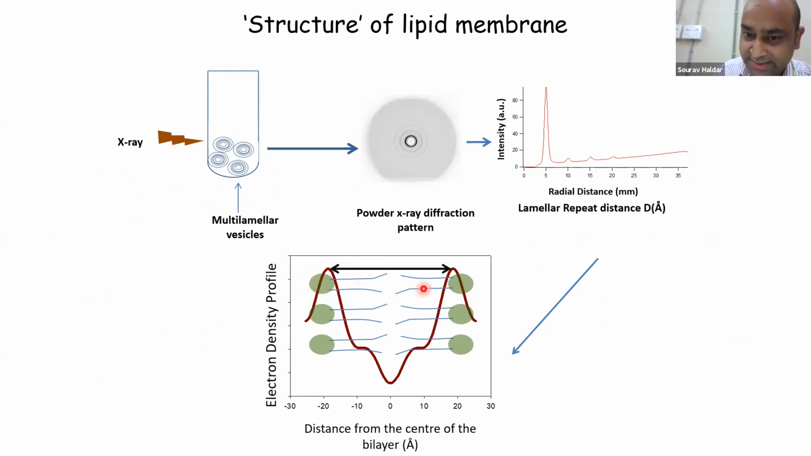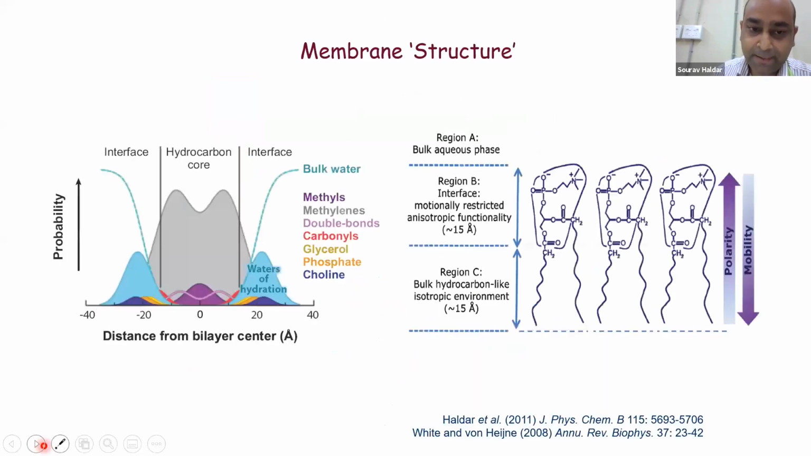So that's why you see these two maxima here. And as we go along the bilayer, the electron density decreases, and then it comes to a minimum, and then again it retraces back because it's actually a bilayer. So this electron density profile also reiterates the fact that the lipid structure is actually a bilayer, right?